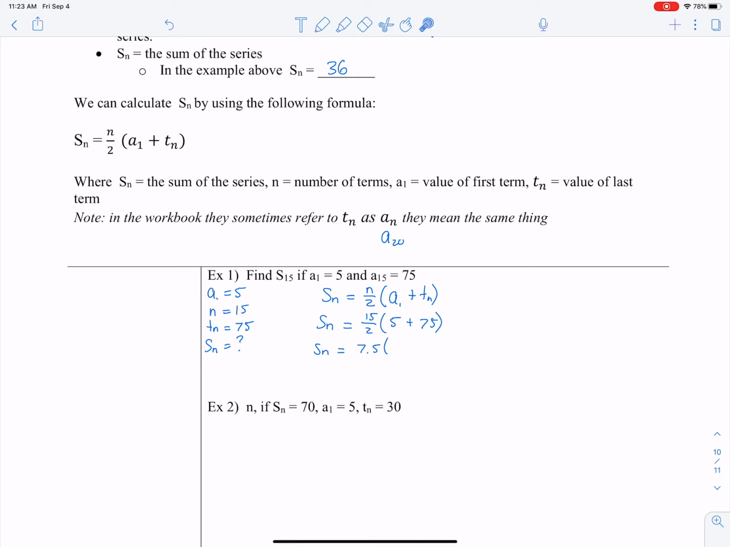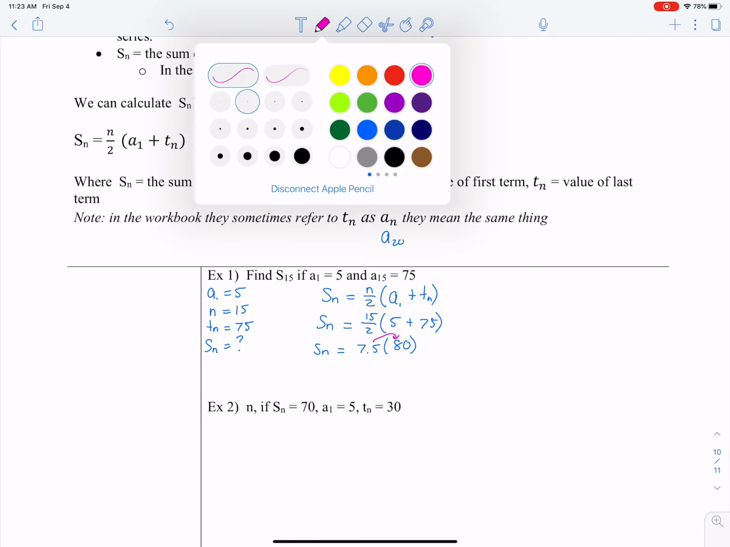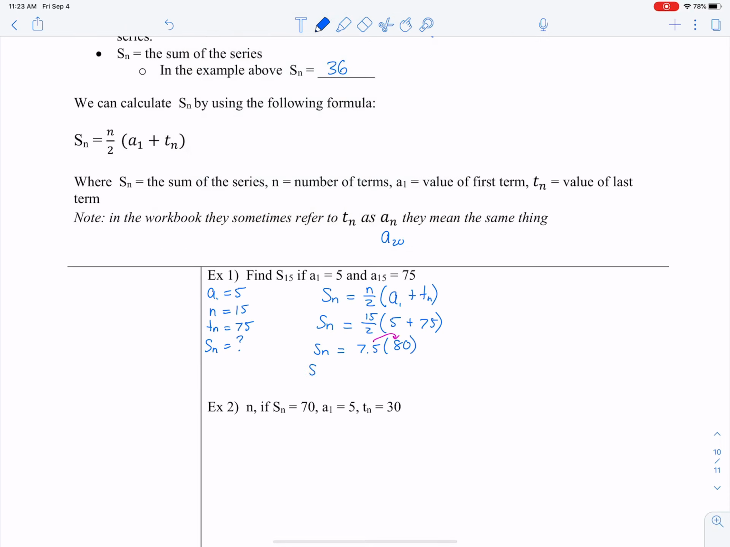Then we need to simplify inside our brackets. We're going to add 5 and 75 together, and we get 80. Then our final step is we need to multiply the 7.5 times the 80. 7.5 times 80 is going to be 600. So in this case, our Sn is 600.